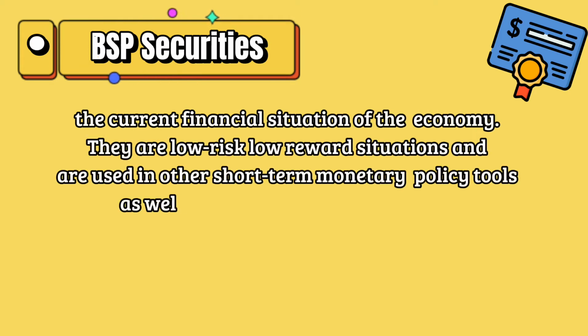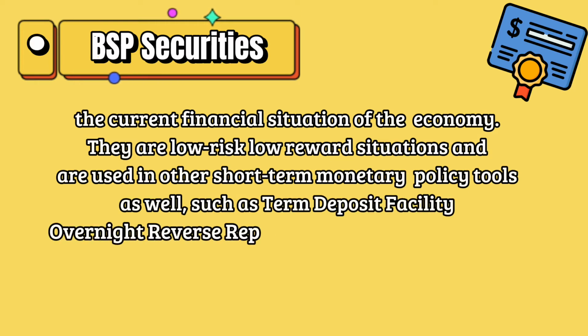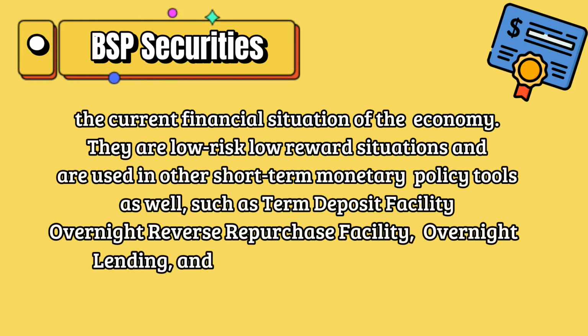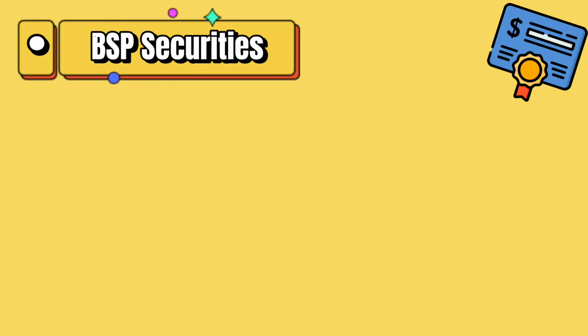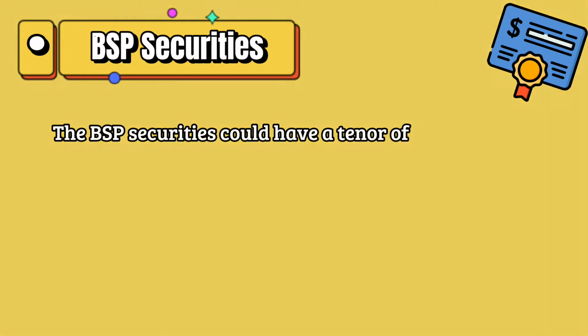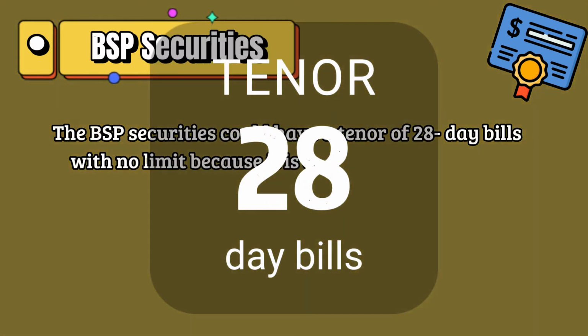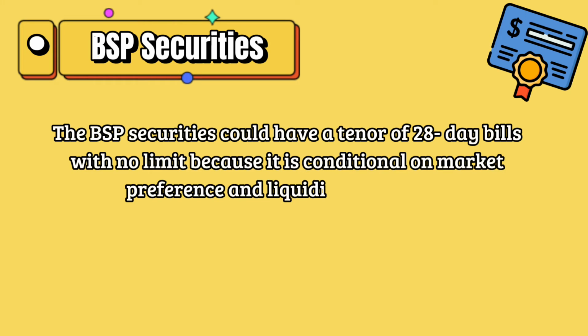They are low-risk, low-reward situations and are used in other short-term monetary policy tools as well, such as term deposit facility, overnight reverse repurchase facility, overnight lending, and overnight deposit facilities. The BSP Securities could have a tenor of 28-day bills with no limit because it is conditional on market preference and liquidity conditions.